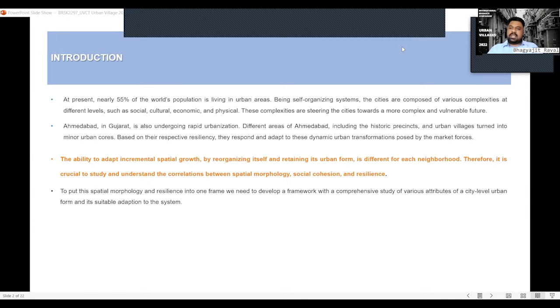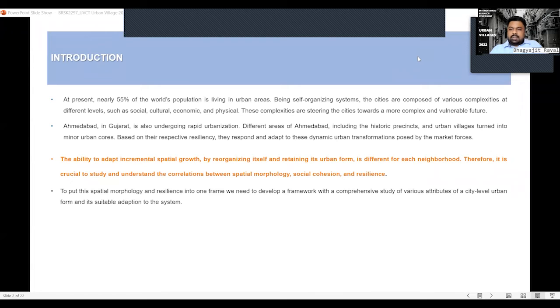As we know, at present nearly 55% of the world's population is living in urban areas. Being a self-organizing system, cities are composed of various complexities and populations, such as social, cultural, economical, and physical. But these complexities are steering the cities towards a more complex and global future. Ahmedabad, in the state of Gujarat, is also undergoing rapid evolution. Different areas of Ahmedabad, including the historic precincts and urban villages, are turned into urban places. Based on their respective resiliency, they respond and adapt to the dynamic urban transformation caused by the market forces.